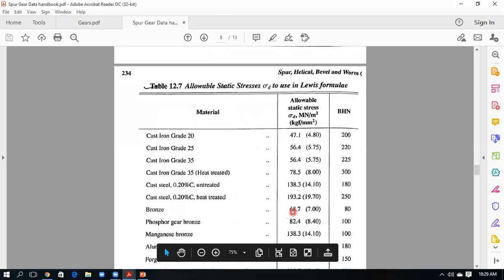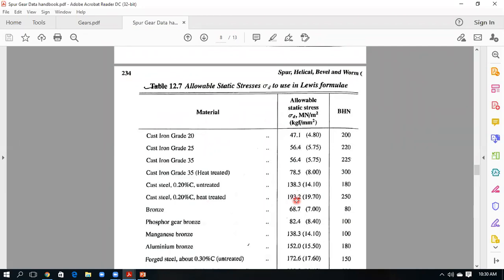Okay, in this case he has given that the pinion is cast steel. And he will be mentioning whether it is untreated or heat treated. If it is heat treated, you have to take this cast steel heat treated, and that value will be 193.2 megapascal. If it is untreated, it will be 138.3. According to that you have to take. Otherwise, if you are not able to take down this allowable static stress, then you will not proceed with the designing of the gears. This is the important point, first point.